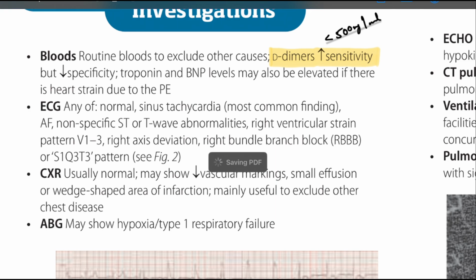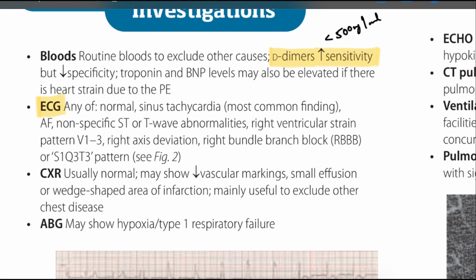The main limitations are that it is increased in pregnancy, infections, cancer and in old age patients. Okay, and its specificity is reduced, so we have to do troponin and BNP levels, which may also be elevated if the patient has heart strain because of pulmonary embolism. Okay, and next we have to do ECG.